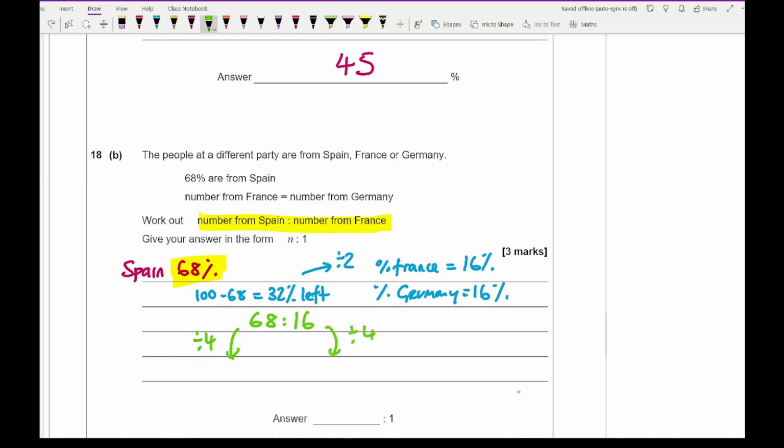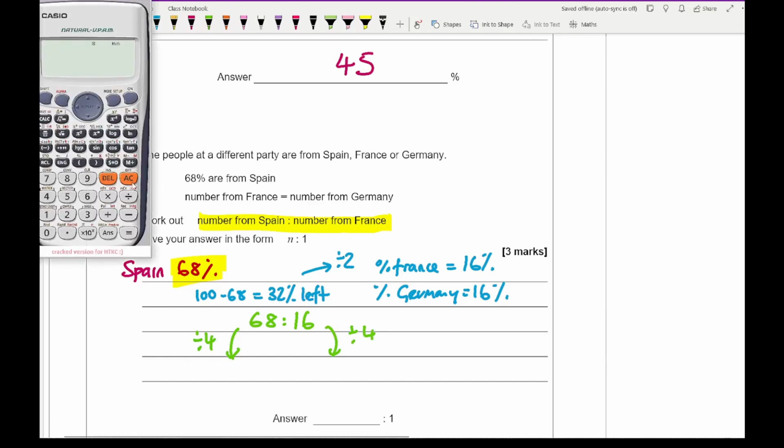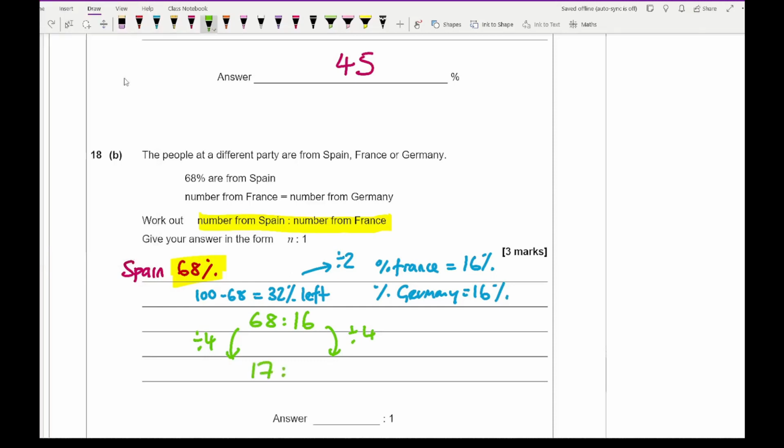now there is a feature on your calculator where you can simplify ratios, but if you're not sure how to do ratios, especially on a calculator paper, just simply write it as a fraction, press equals, and it will tell you what it is. So it's 17 to 4. Then I want to make the second number equal to 1, so I need to divide by 4. So I need to divide 17 by 4, and 17 divided by 4 gives me an answer of 4.25. So the answer then is 4.25.